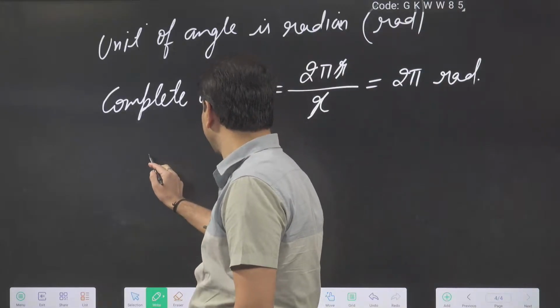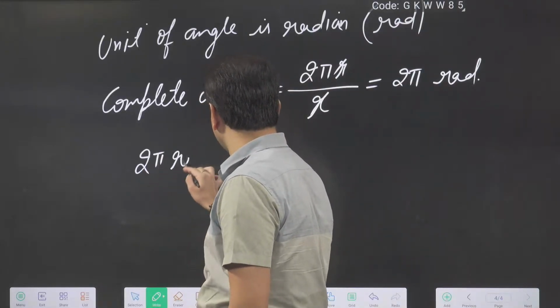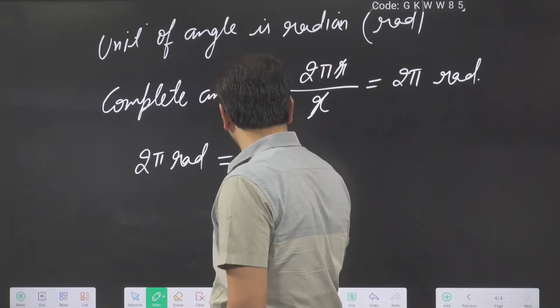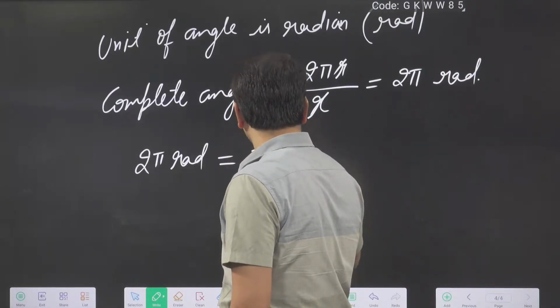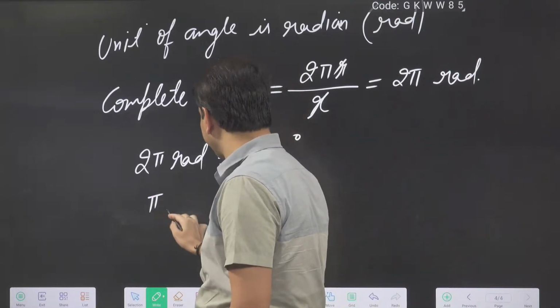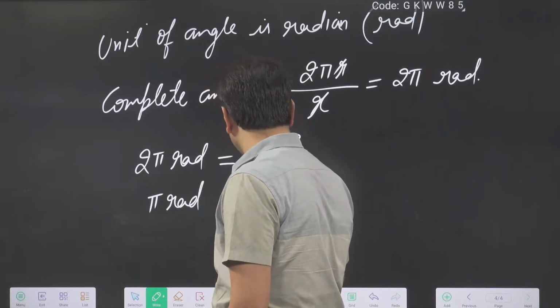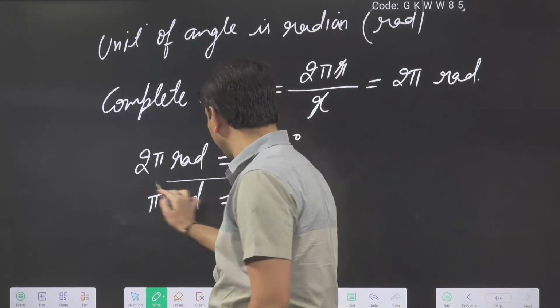Then now we can say the relation is what? 2 pi radian is equal to 360 degree, because the complete angle we know is 360 degree. Then what is pi radian? Pi radian is equal to 180 degree. This relation you have to remember.